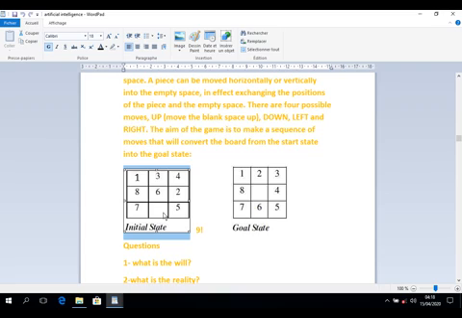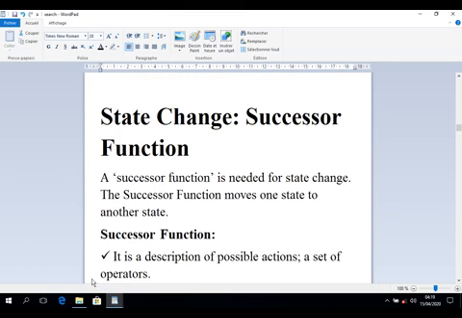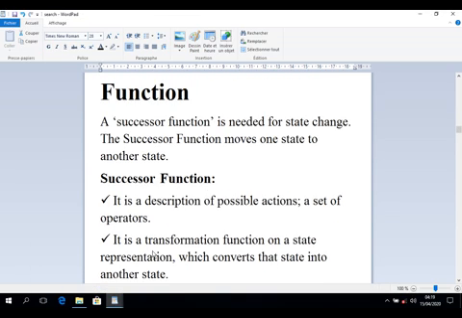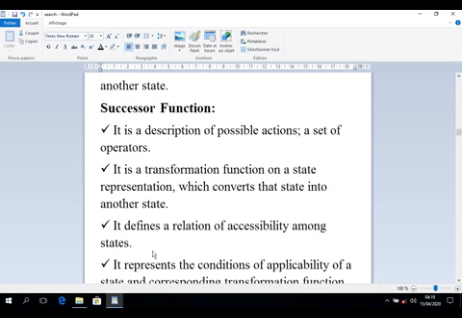Now we move to state change or successor function. A successor function is needed for state change. So to change from one state to another, we need a successor function. So that is what is called a state change, to move from one state to the other state. Fine.